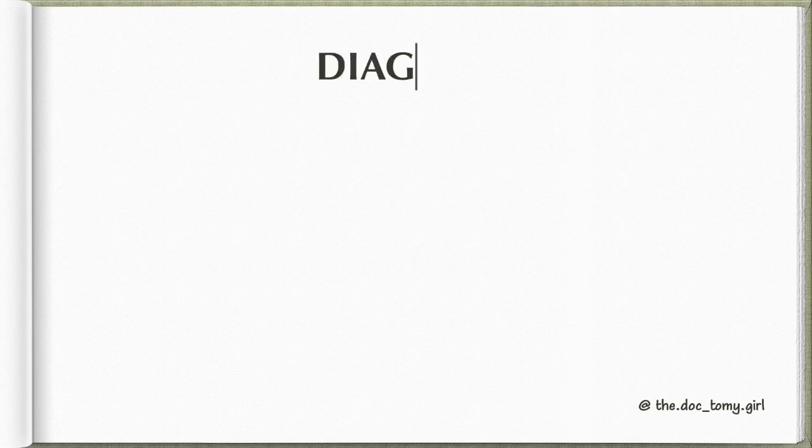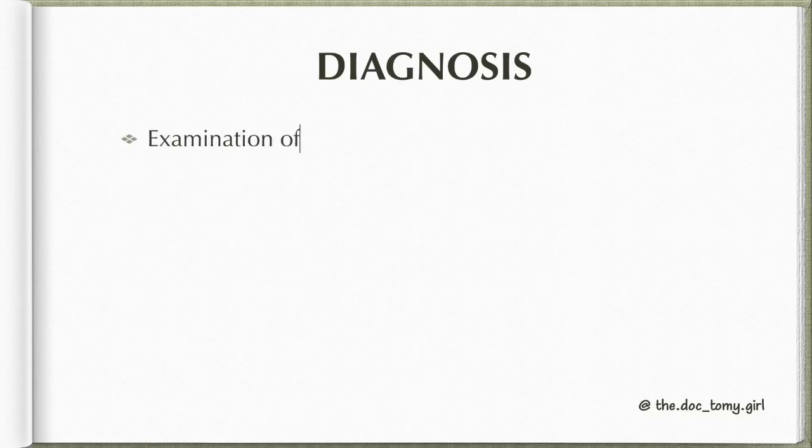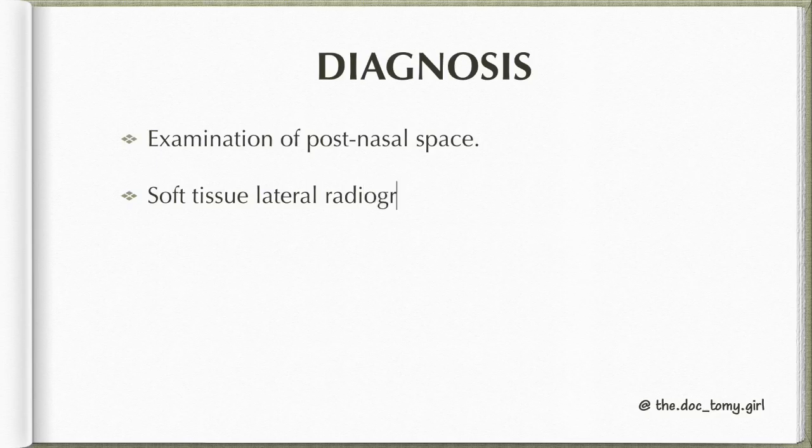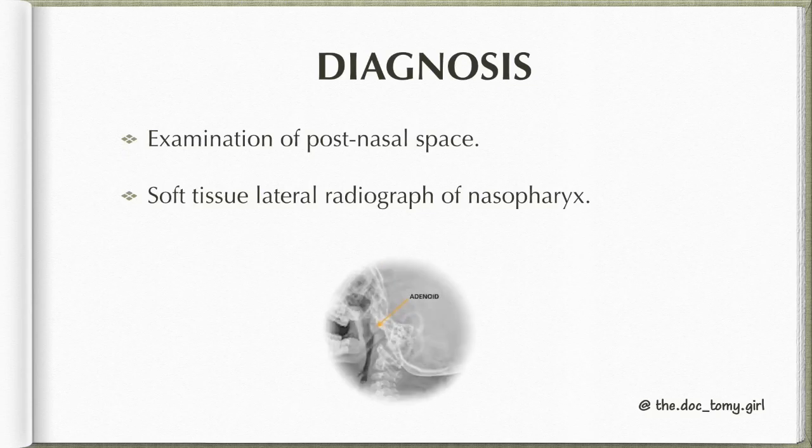Next on to the diagnosis part of adenoid hypertrophy. It can be done by the examination of the postnasal space. In certain young children, it can be seen with a mirror itself, or you can use a rigid or a flexible nasopharyngoscope in a cooperative child. Next, we can take a soft tissue lateral radiograph of the nasopharynx. So it may look like this.